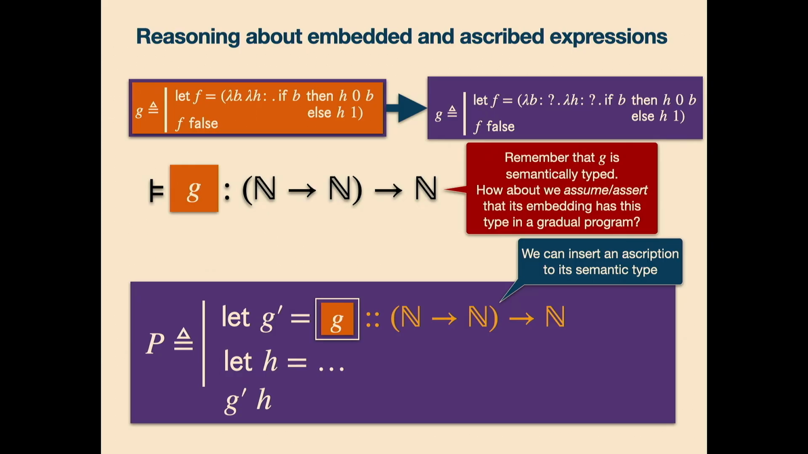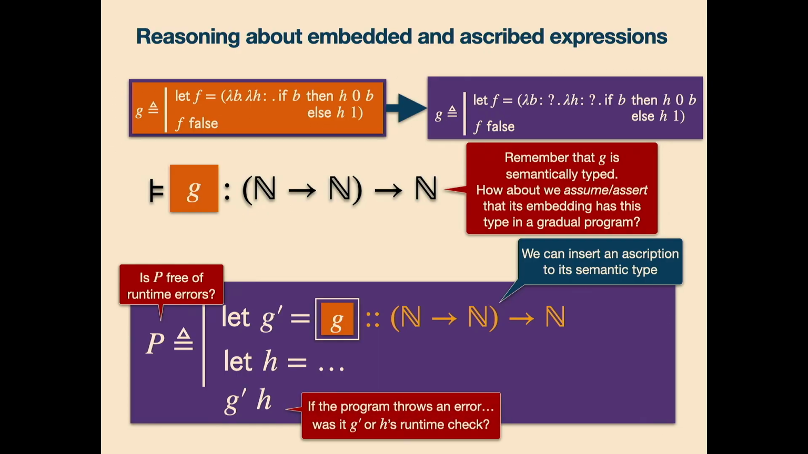So what happens with this program in general? Now we have this program P where we have G prime, which is just the dynamic embedding of G, ascribed to its semantic type, which is give me a nat to nat function and I'll give you a nat. And then we apply it with some arbitrary H function, which can be gradual or static or whatever. So the question is, is P free of runtime errors? If the program throws a runtime error, was it because of a cast in G prime? Was it because of casts in H?